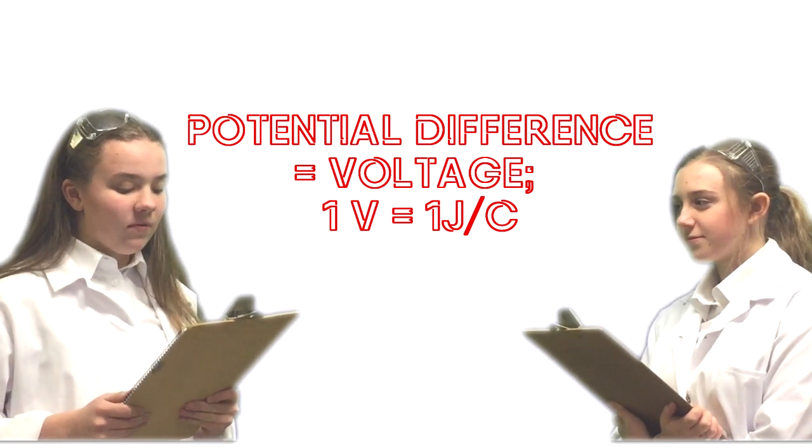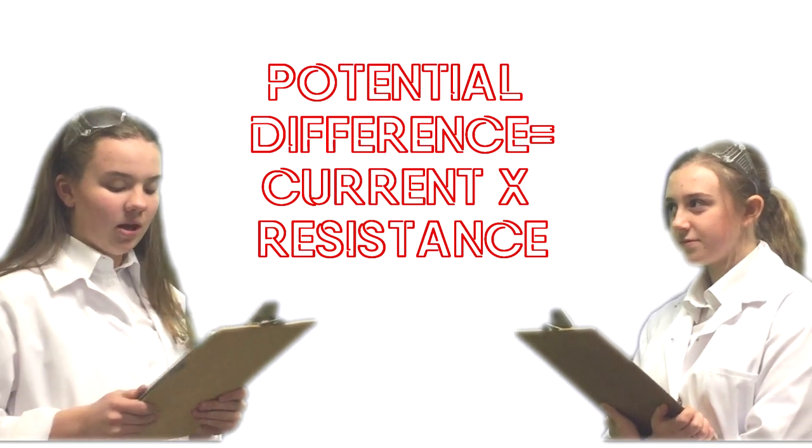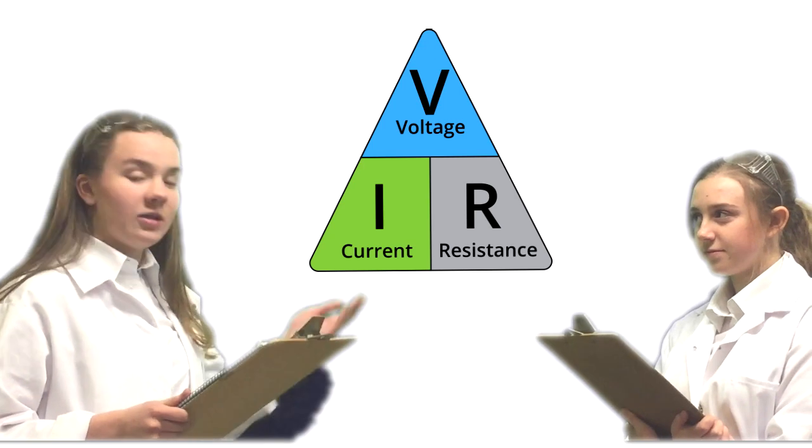Potential difference is sometimes called voltage, and 1 volt is 1 joule per coulomb. Resistance, potential difference and current can be put into the formula potential difference equals current times by resistance. And as a formula triangle, it is V over I times R.